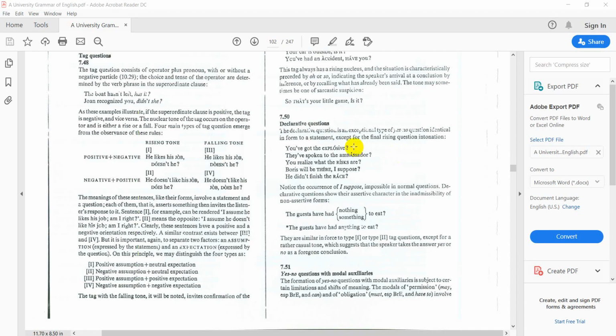Okay, so except for the final rising question intonation, as I told you, and the usage of question mark, let's have a look at the sentences here. 5 sentences we have, 5 examples. You've got the explosive. As you see, explosive, the O here takes the nucleus and the nuclei are going up, rising tone with the question mark.